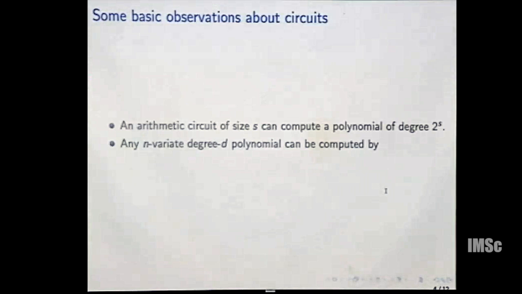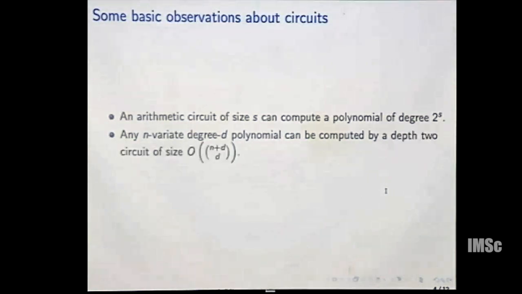So how many monomials can an n variate degree d polynomial have? Can you count? And the degree also, right? Degree also. So you have to choose d things from n things with repetition. That's how you form a monomial. So you can always compute it by a circuit of this size where the depth is 2.